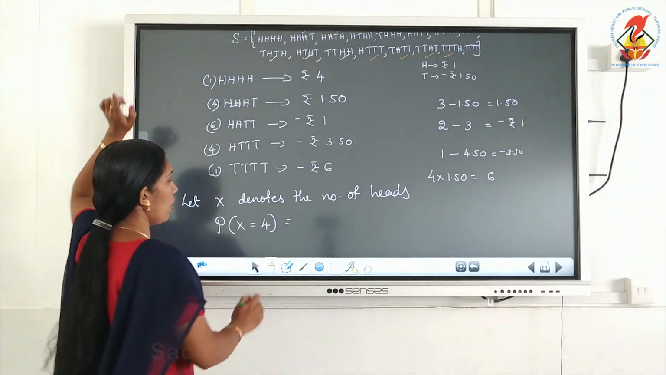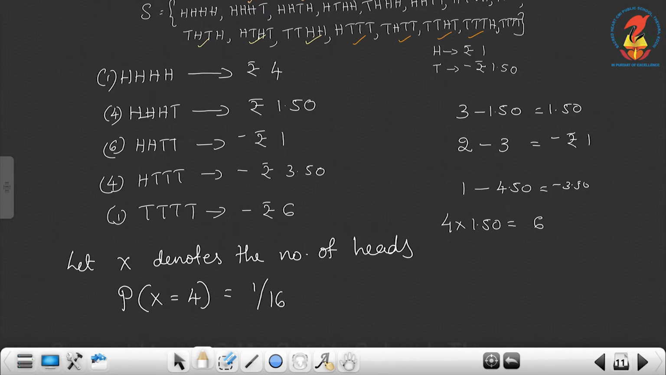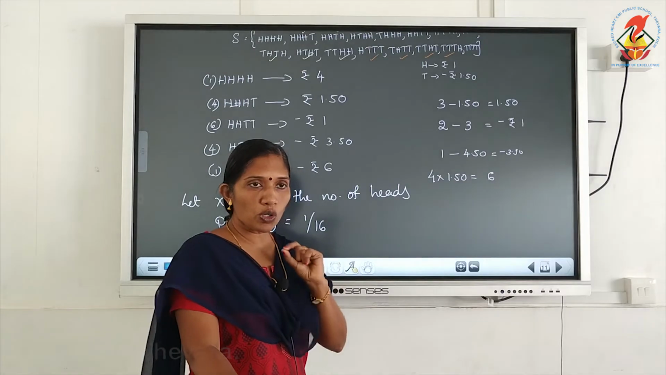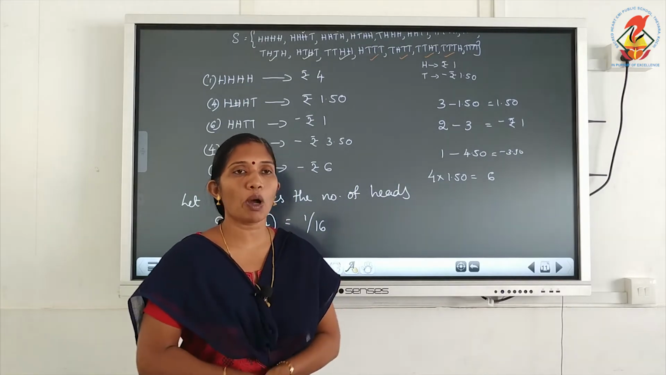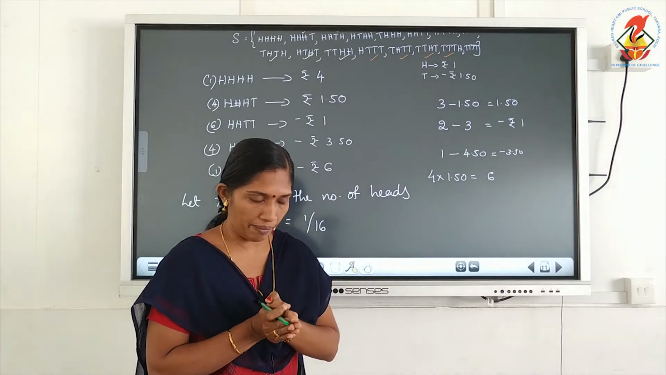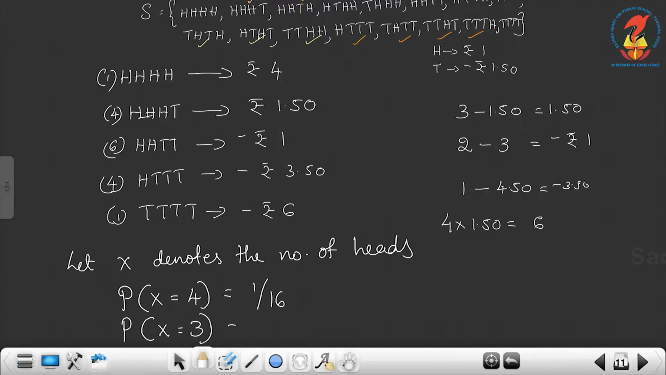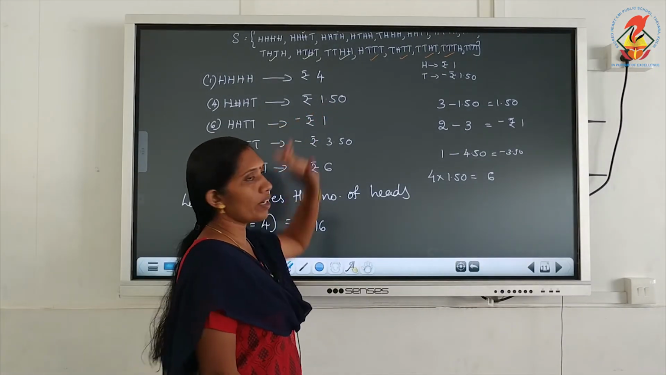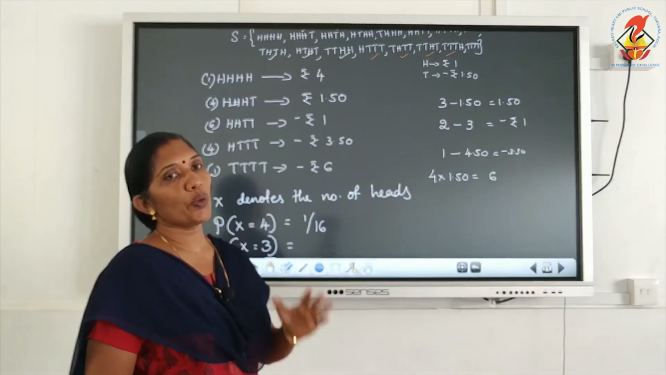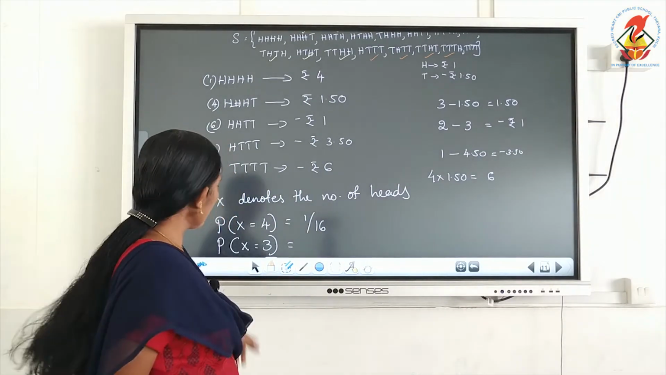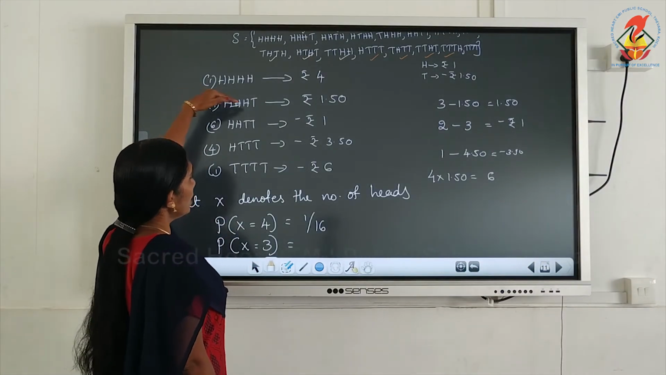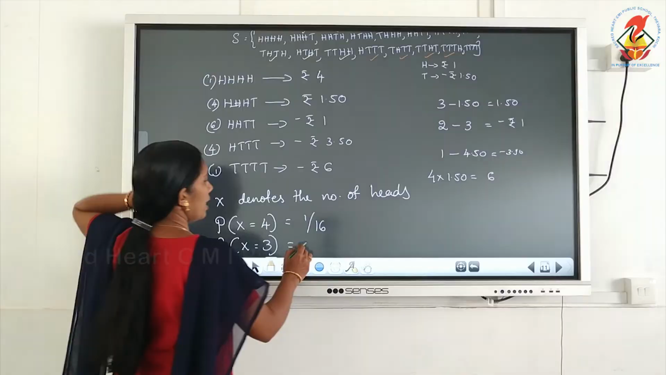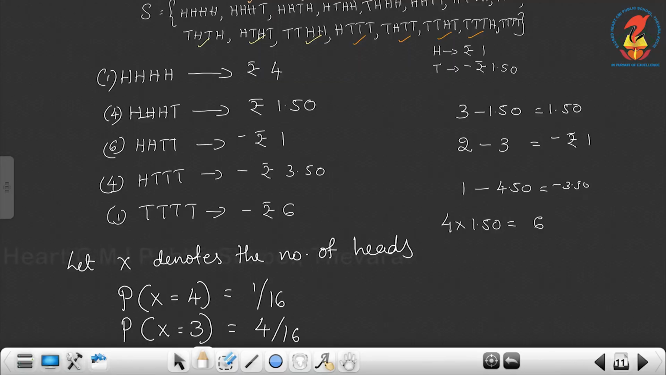It is 1 only. So 1 out of 16. 16 outcomes are there in total. Now what is P of X equal to 4? For this 4 rupees amount, what is the probability? It is 1 out of 16. Now I am writing X is equal to 3. X is equal to 3 means 3 heads and 1 T. So the amount is 1.50. What is the probability of that amount? 3 heads corresponds to 4 outcomes. So we can write it is 4 out of 16.